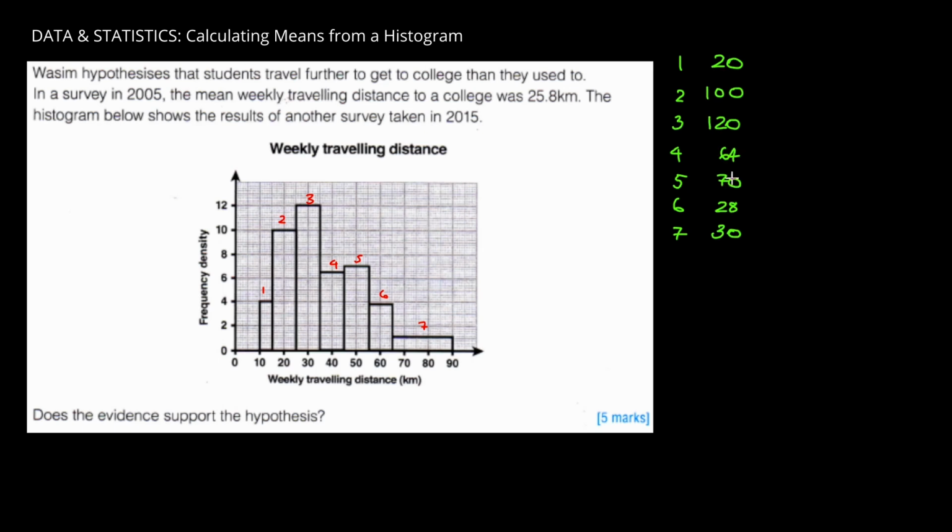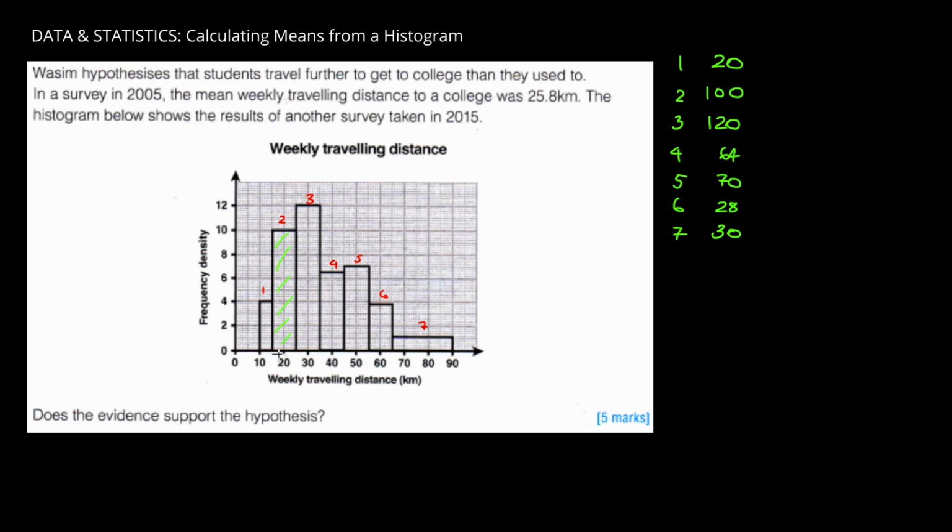So how do we get from these frequencies to a mean? Well, let's just look at column 2, for example. We've got 100 students travelling between 15 and 25 kilometres, and they are represented in this column here. Those 100 students could all be based just above 15, or they could be based just below 25, they could be 24. But we've got to assume that those 100 students travelled the midpoint value. In other words, the average value of the group. And this will be 20.